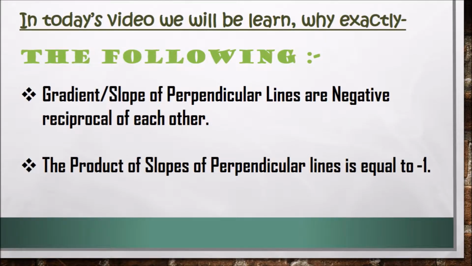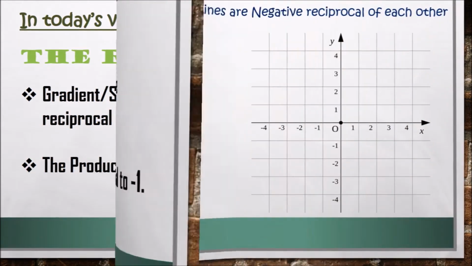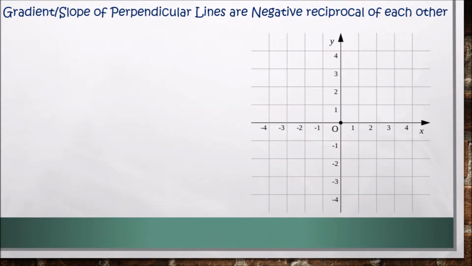So in today's video we will learn why gradient (slope) of perpendicular lines are negative reciprocals of each other, and also why the product of slopes of perpendicular lines is equal to -1. So let's start with why the gradient or slope of perpendicular lines are negative reciprocal of each other.